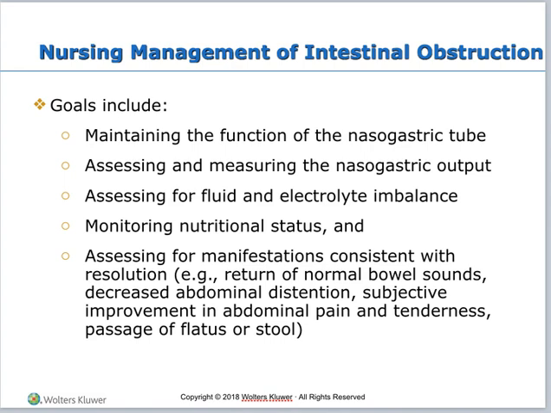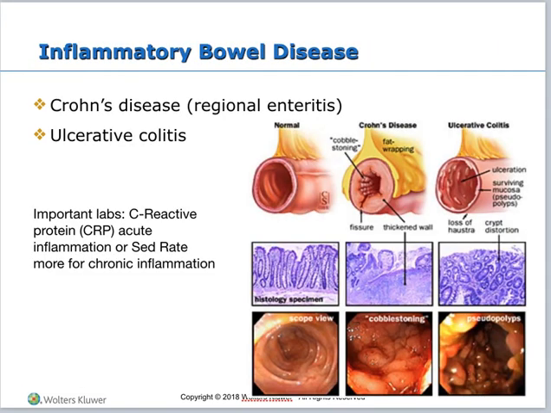And then let's talk inflammatory bowel disease. Inflammatory bowel disease contains two main diagnoses: Crohn's disease and ulcerative colitis. Crohn's disease is a chronic inflammation of the small intestine, most commonly, and the bowel walls become thickened, and there are shortened, patchy sections that are affected.